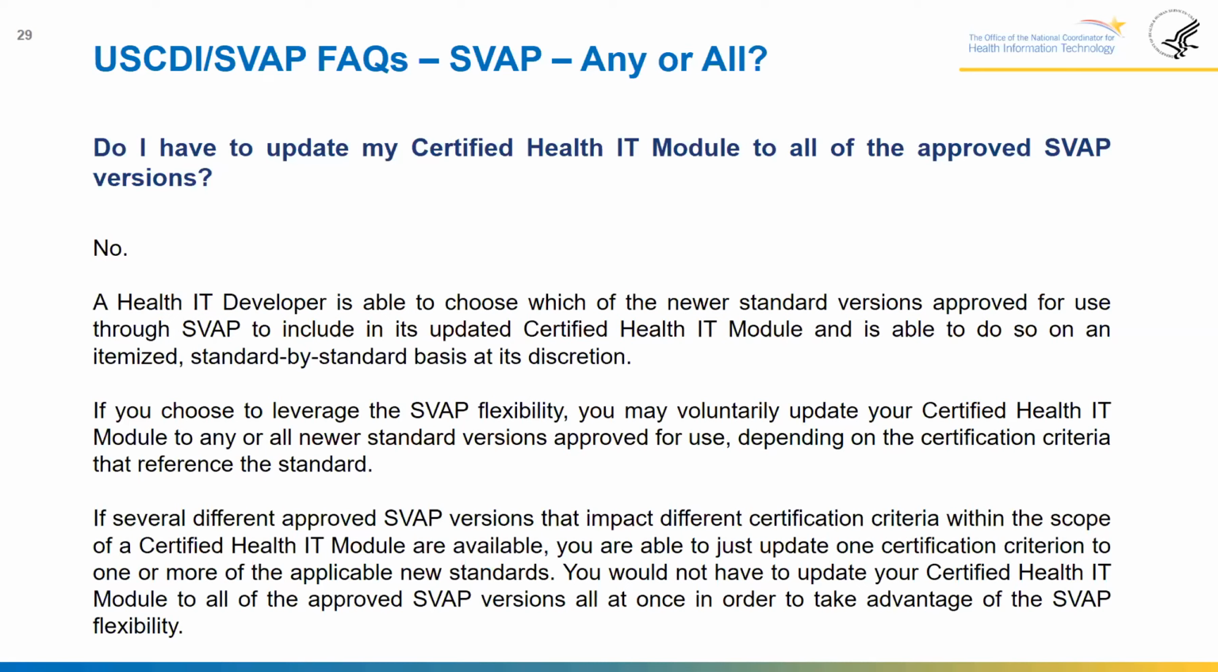In a future SVAP cycle, an approved standard version could impact multiple criteria, in which case, again, you could choose to leverage the SVAP to update one criterion that has the approved version and not another, or also update one criterion at a time to the approved version. One criterion could also in the future have multiple standards approved through SVAP, in which case you could update or not update each of the standards within the criterion as you'd like. So again, there's quite a bit of flexibility in how developers choose to leverage the SVAP within the certification program.